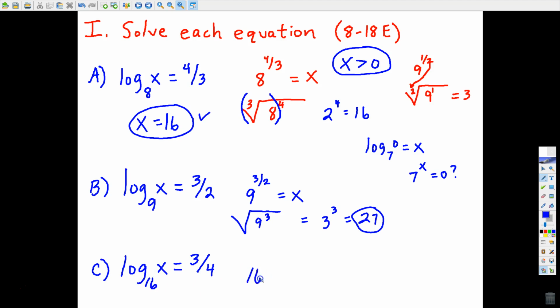We'll take the base 16, we'll raise it to the 3/4 power, and that will give us our answer. So I want you to show me what this would be in radical form. This would be the 4th root of 16 raised to the 3rd power. And again, just think of it in 2 parts. Do this part first. The 4th root of 16 is 2. And then just take 2 and raise it to the 3rd, and you will get your answer. And then again, just make sure that your answer for x satisfies this statement of being greater than 0.